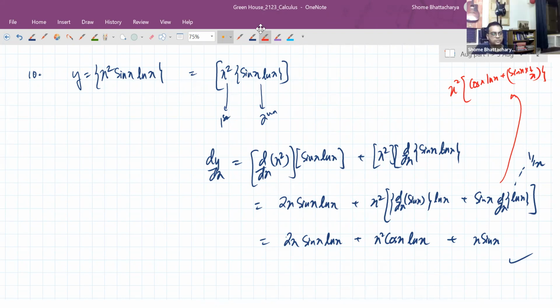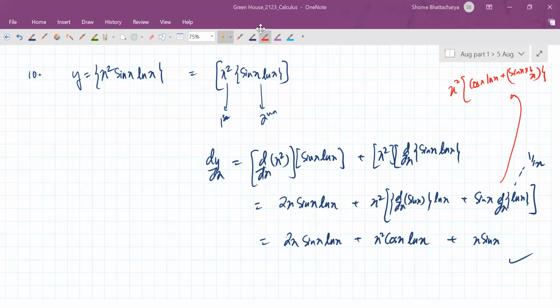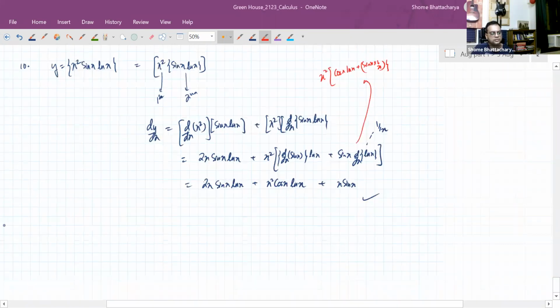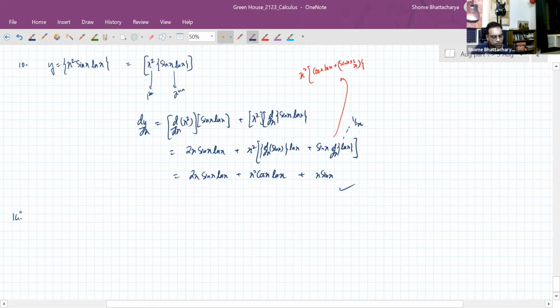Okay, so that's the 10th question. Let's move on. I think we have just a couple of questions left now. What is it? 14th question. Yeah, okay, right now it's fine. After this, we'll be doing the 14th question. Just putting it up on the board. So y is equal to 1 upon square root of 2x plus 1. You want to find dy by dx. So this is again a composite function, chain rule you'll have to use.